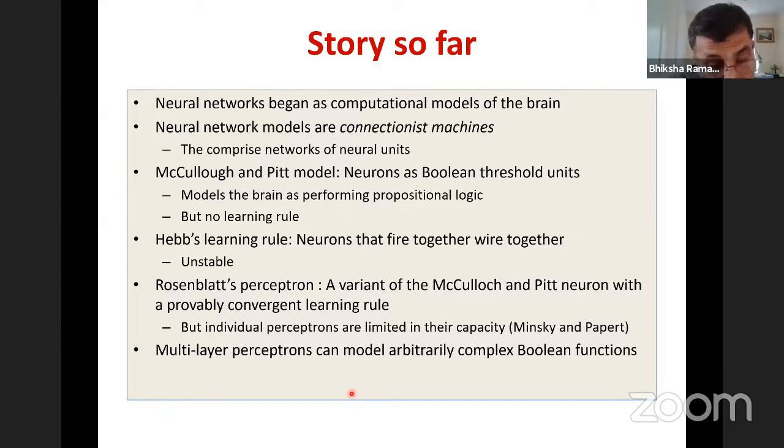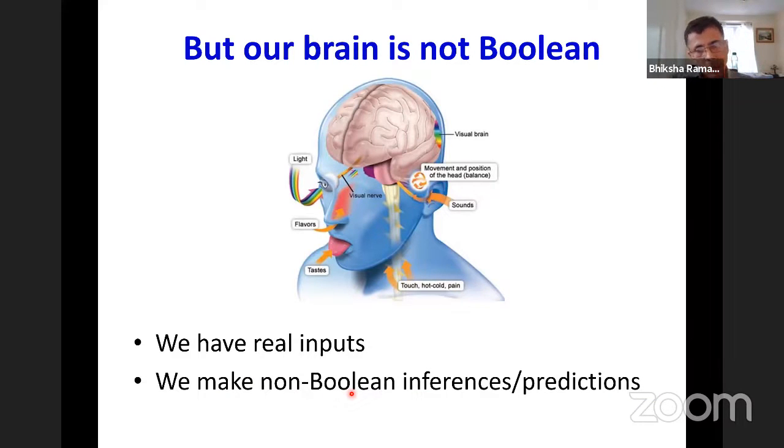Once you begin networking these perceptrons, however, a structure that we call a multi-layer perceptron, it can model arbitrarily complex Boolean functions. So that's great. So we know that the neural network can model pretty much any Boolean function.